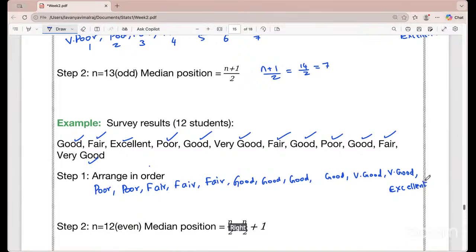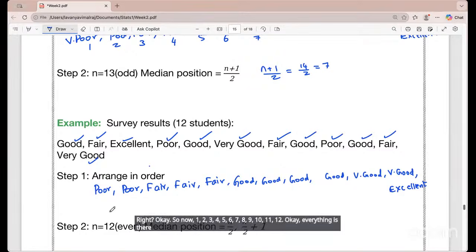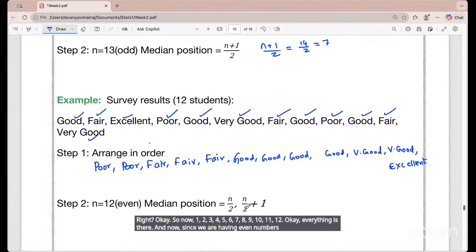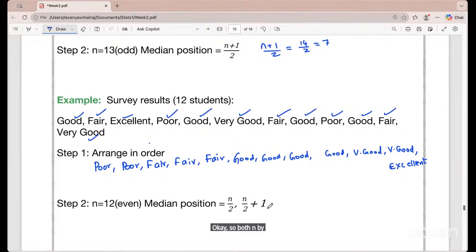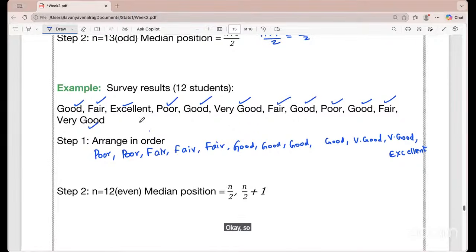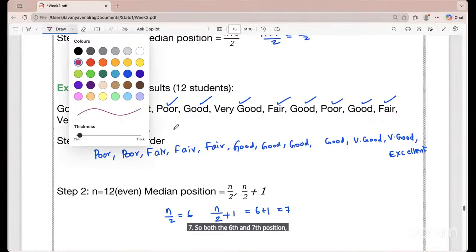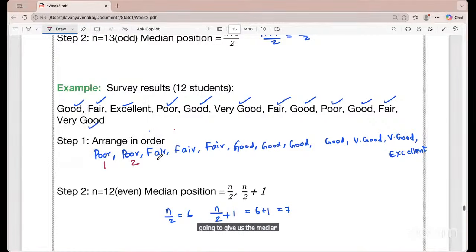Right? Okay. So now 1, 2, 3, 4, 5, 6, 7, 8, 9, 10, 11, 12. Okay, everything is there. Now since we are having an even number, the median position is taken by 2 values. Both n by 2 and n by 2 plus 1. In this case, what is n by 2? 6. And n by 2 plus 1 is 7. So both the 6th and 7th positions are going to give us the median values. 1, 2, 3, 4, 5, 6, and 7.